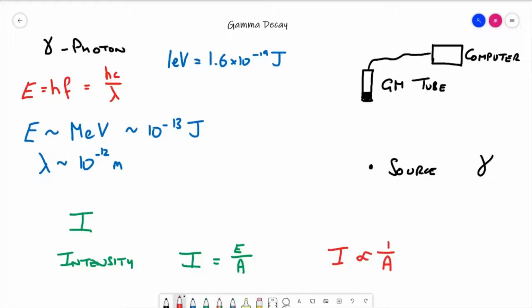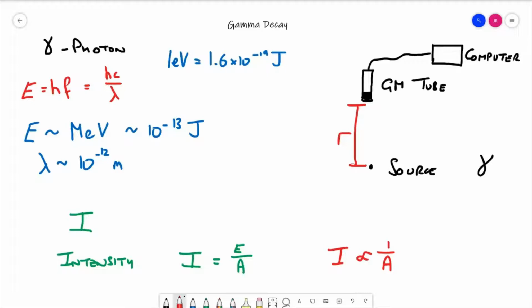As we move the detector, the GM tube, further away, so we increase the distance r from the source, that sphere gets bigger and bigger and bigger. Because you're emitting roughly the same amount of gamma radiation from the source every second, it's spreading out and becoming fewer and further between for a small point on the surface of that sphere.